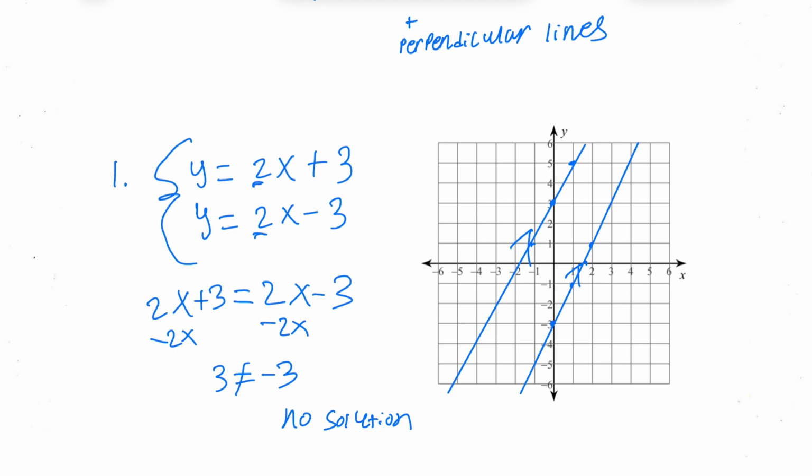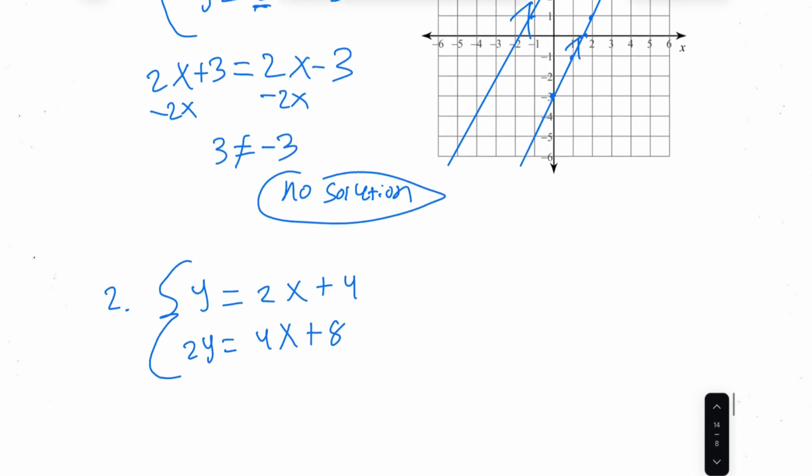So when you're solving it with substitution or elimination, if you get a number is equal to a number that's different than itself, so like 3 is equal to negative 3, which isn't true, it's always going to be no solution. Or if you're graphing, or if you just notice that the slopes are the same, that's always a no solution, parallel lines. Moving on.